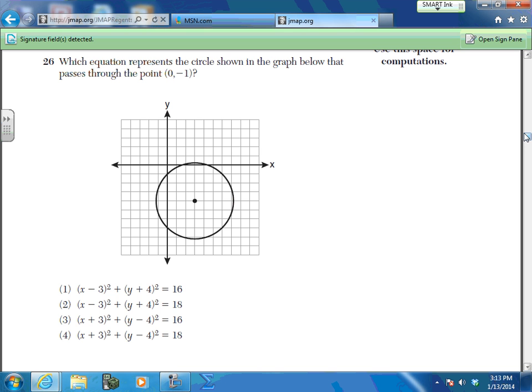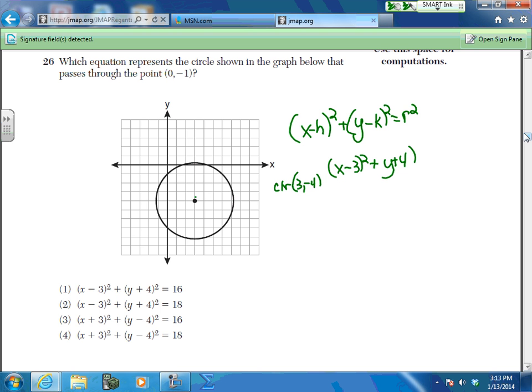Here's your circle. Find the center of your circle. This is 3, negative 4. Okay, remember your circle formula. And write this down. We see this on every Regents as well. Your center goes in the opposite way. So x minus 3 squared plus y plus 4 squared equals r squared. Start with that and see which ones you can eliminate.